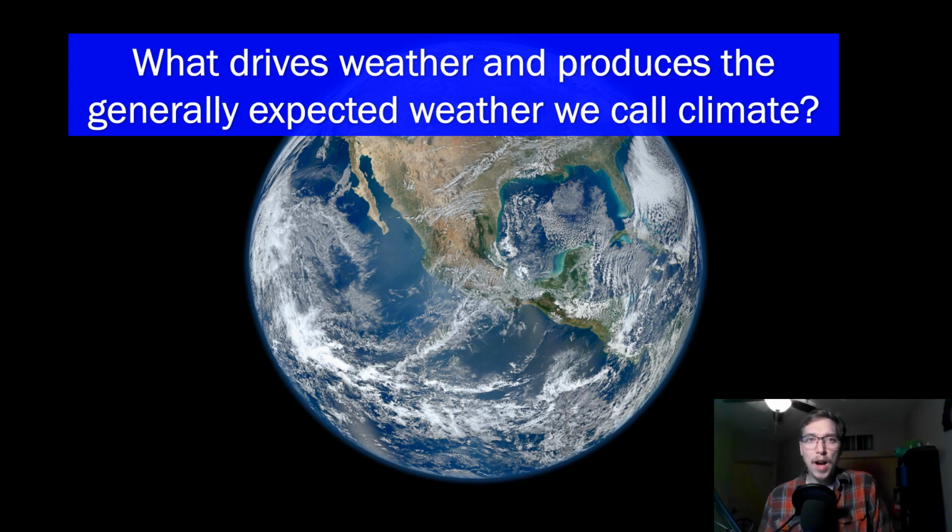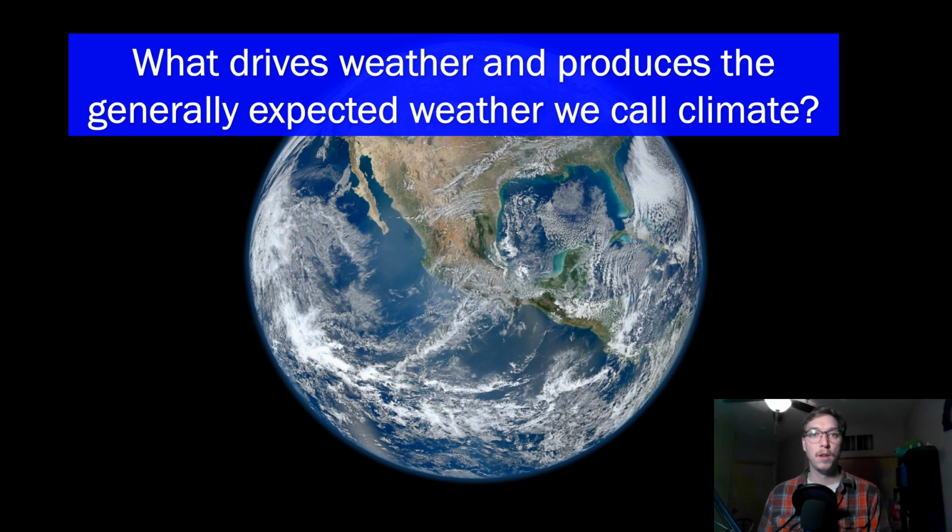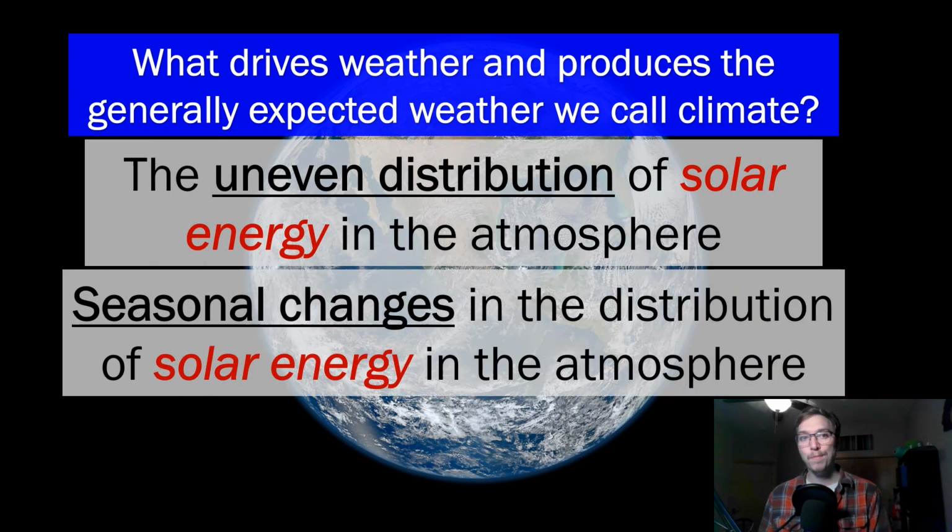So what drives the generally expected weather that we call climate? What drives our weather? Simply put, after all this, it's the uneven distribution of thermal energy in the atmosphere and seasonal changes in the distribution of thermal energy within our atmosphere. Or you can call it solar energy as well.